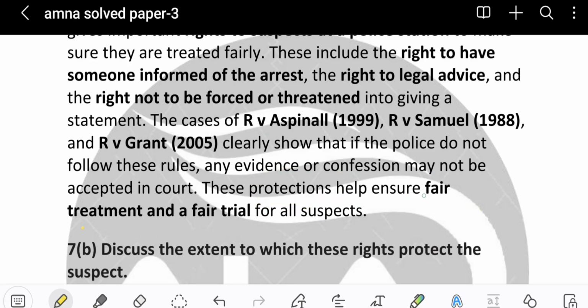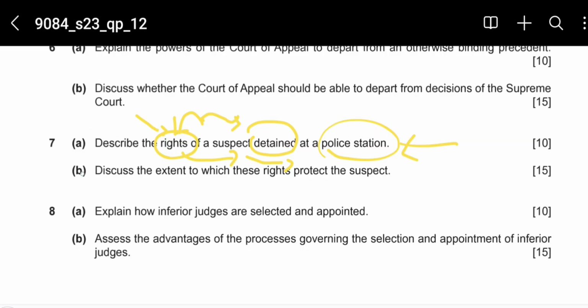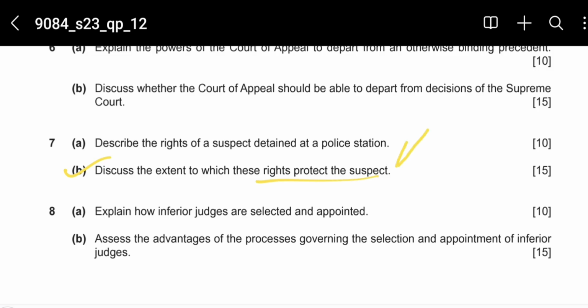This is enough for this question. Now I'm going to move on to question B. 7b says: discuss the extent to which these rights protect the suspect. So basically in this question you have to tell to what extent these rights can protect a suspect, where you have to tell how much the PACE Act and the European Convention protect a suspect from police station cruelties.